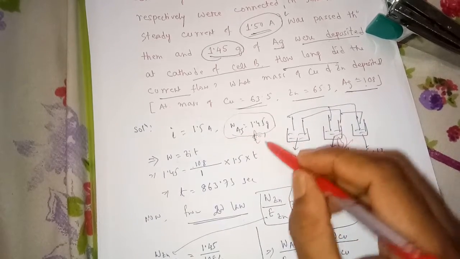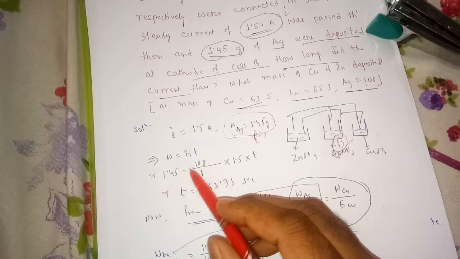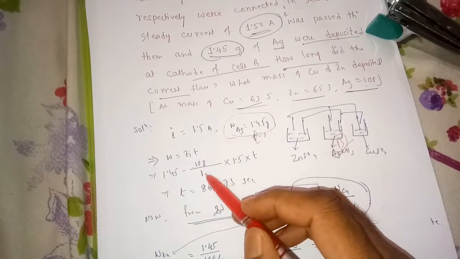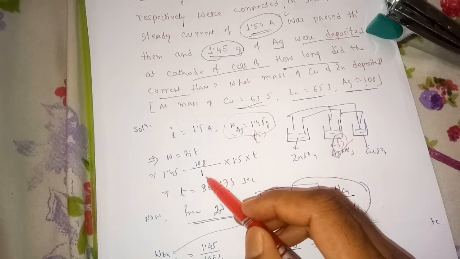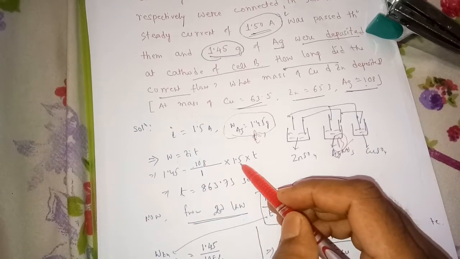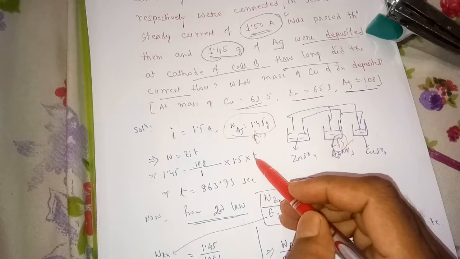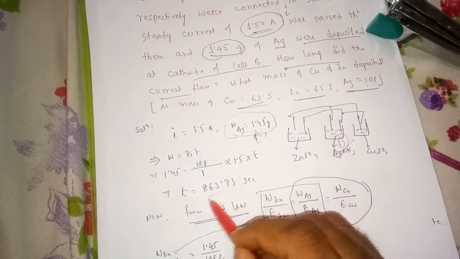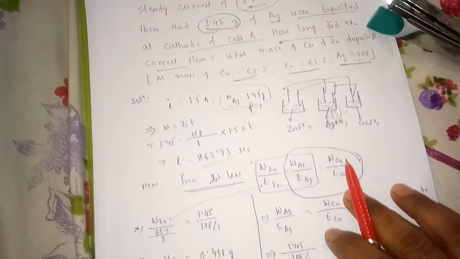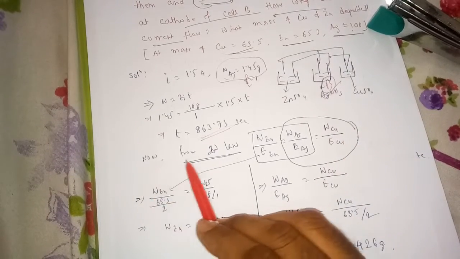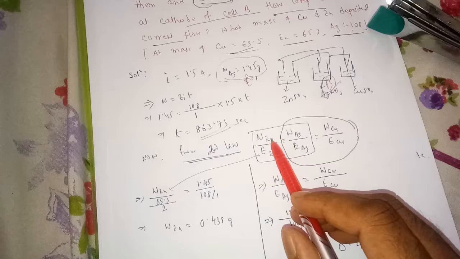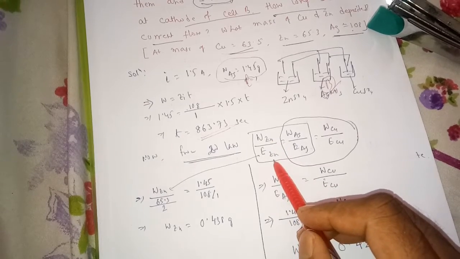To find the time required, W equals Z I T. W is 1.45 gram. Z is for silver, it is 108 by 1, into 1.5 which is the current, T is the time. T, the time, you can calculate, it is 863.73 seconds.